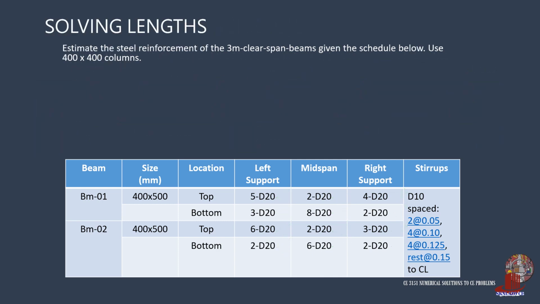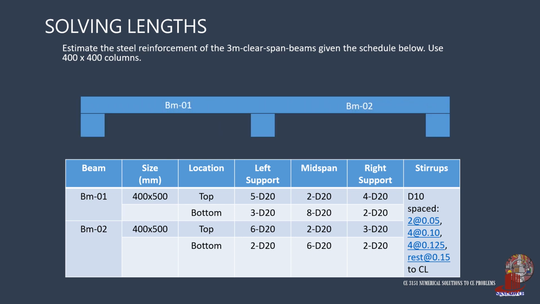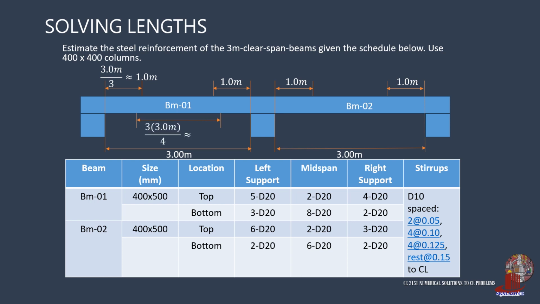With quantities already determined, the next thing to do is to figure out the lengths. From ACI 318-14, the top support's length is a third of the clear span. For the beams of 3 meters clear span, the length on top supports is computed as a third of 3 meters, which is 1 meter. For the bottom midspans, the length is taken as 3/4 of the clear span, that is 3/4 of 3 meters, which turns out as 2.25 meters.